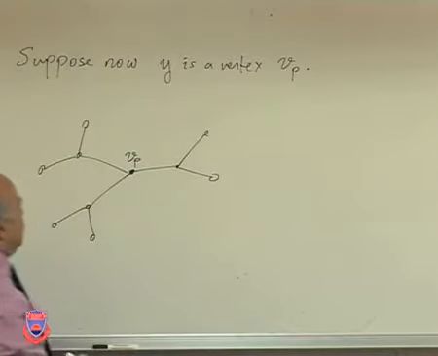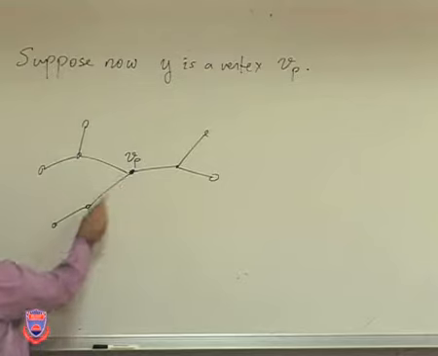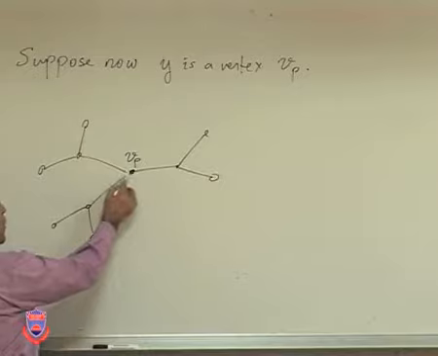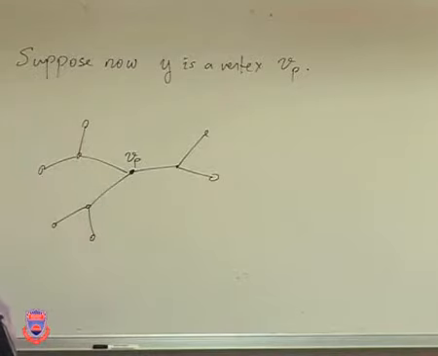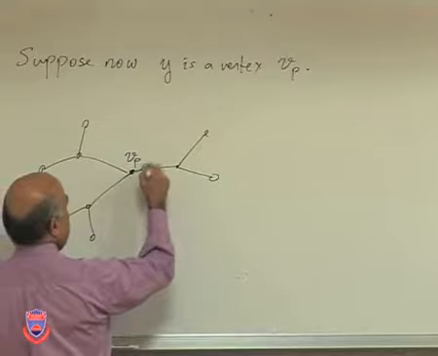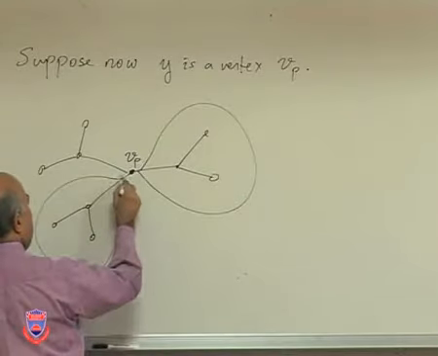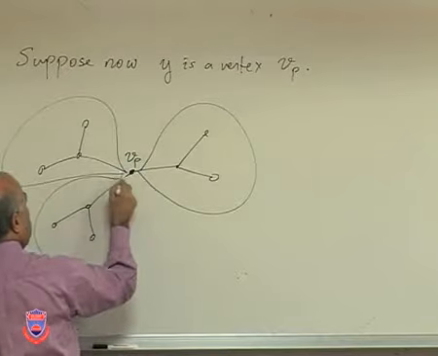In the second case, if y happens to be a vertex VP, then when you delete it, you are going to end up with as many disjoint subtrees as you would have edges incident at VP. In this example, you would end up with three disjoint subtrees. One of them is this one, the second one is this one, and one of them is that one.